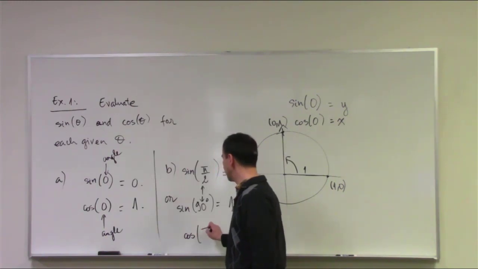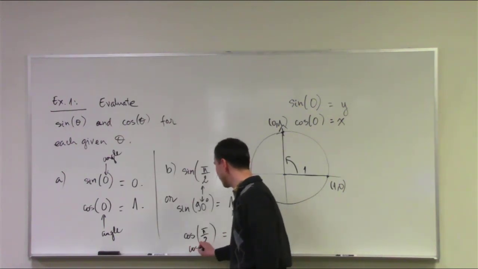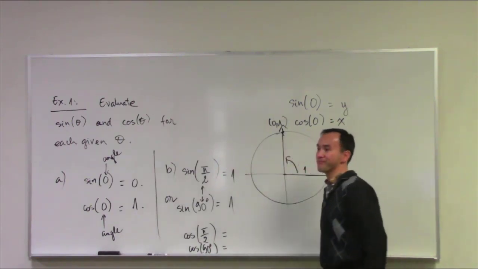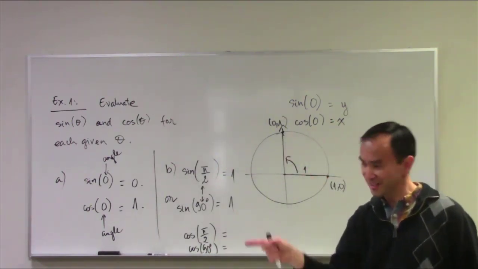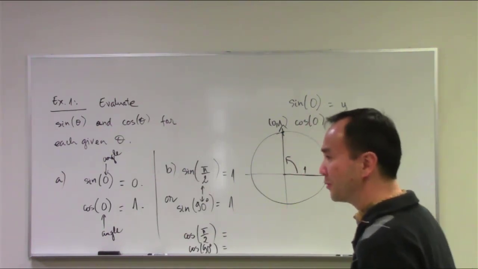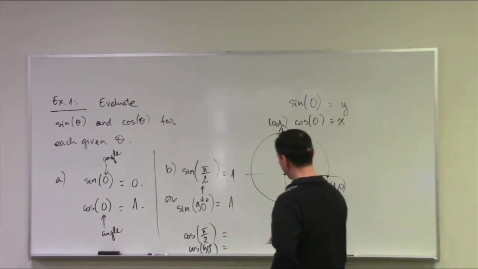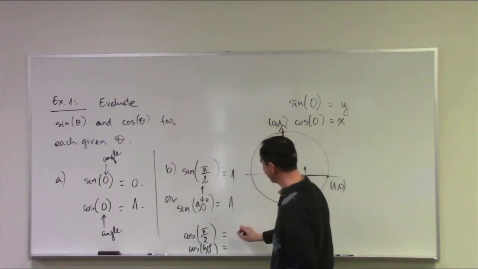Cosine of pi over 2, or cosine of 90 degrees, are two different ways of writing it. Cosine is the x value of the terminal point on the unit circle. So what is that x value? It is 0, right here. See that? Okay, very good.